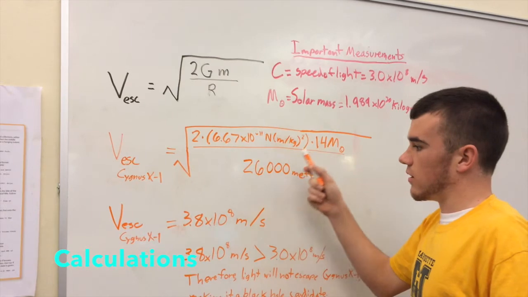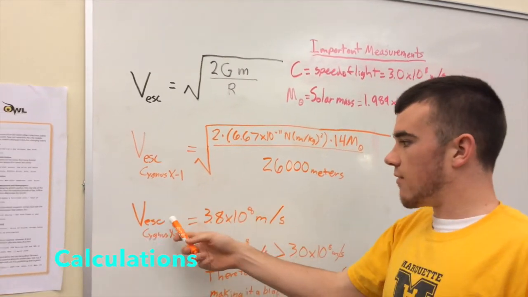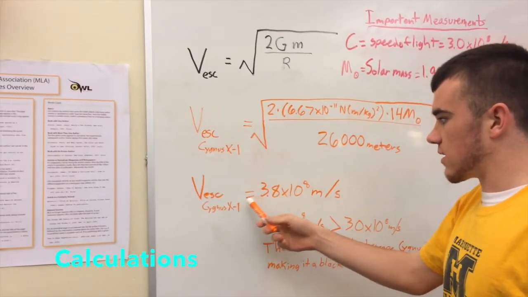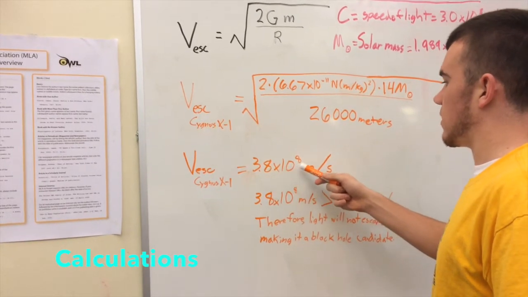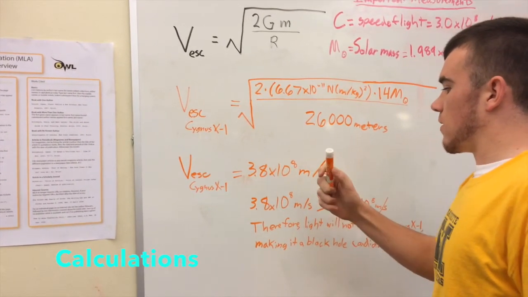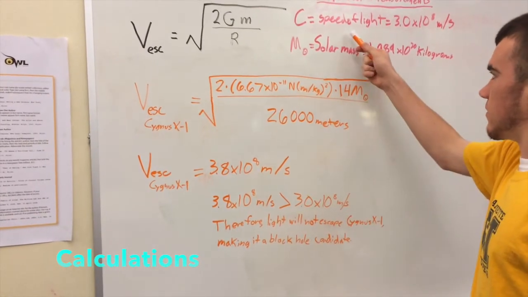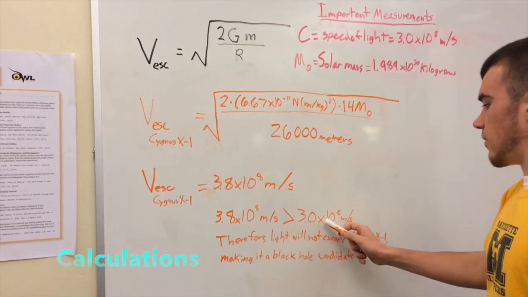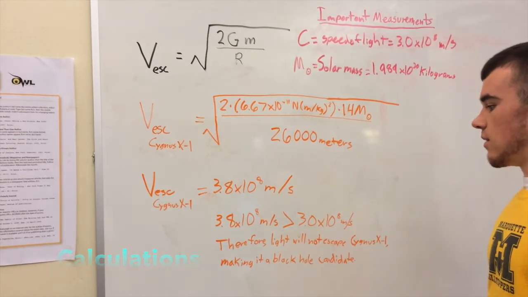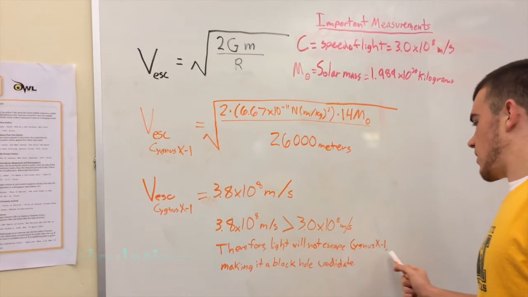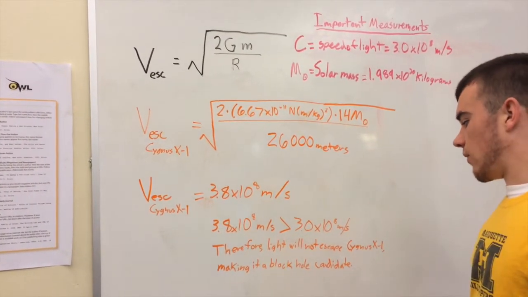So, doing all the calculations for that, we have that the escape velocity for Cygnus X1 is 3.8 times 10 to the 8th meters per second. This 3.8 times 10 to the 8th is greater than the speed of light, which is 3.0 times 10 to the 8th meters per second. Therefore, light will not escape from Cygnus X1, making it a black hole candidate.